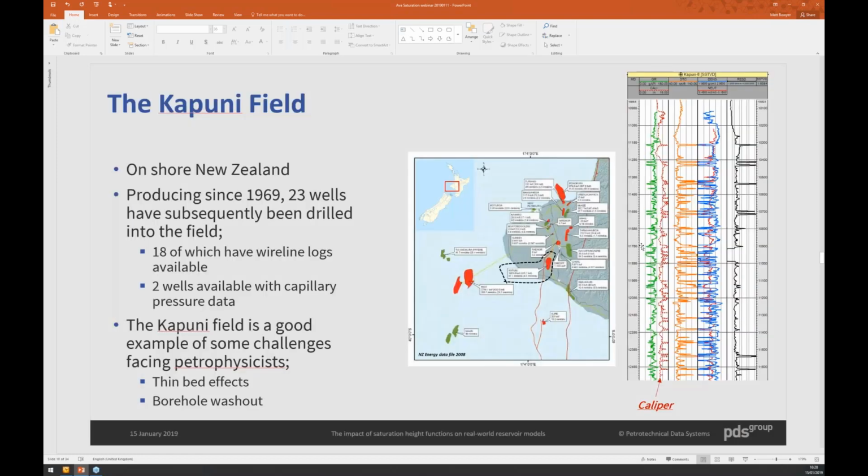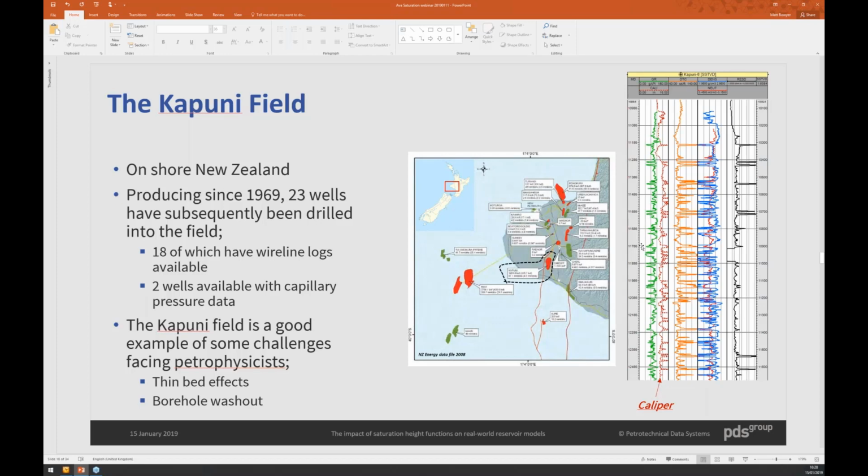So we're staying in roughly the same part of the world. The second case study comes from onshore New Zealand. So this is the Kapuni field. It was discovered in the late 1950s. 23 wells drilled into Kapuni over the years, with production beginning in about 1969. So it's been around for a while.